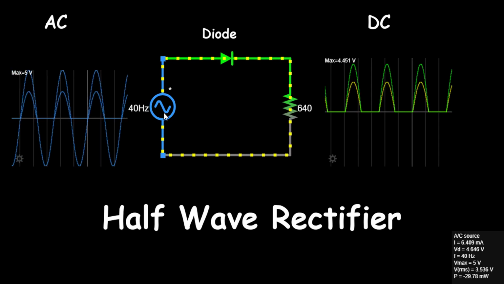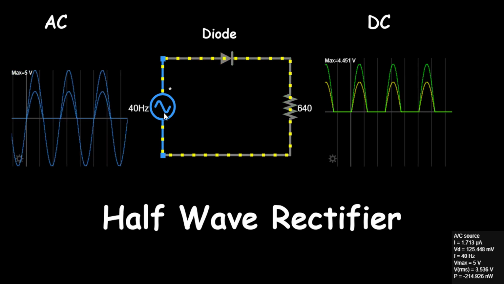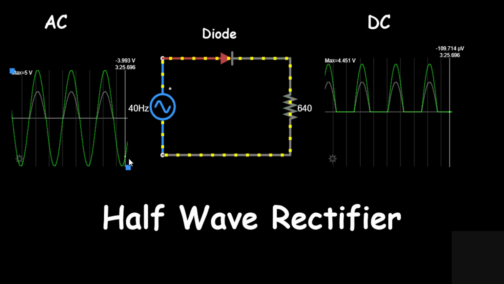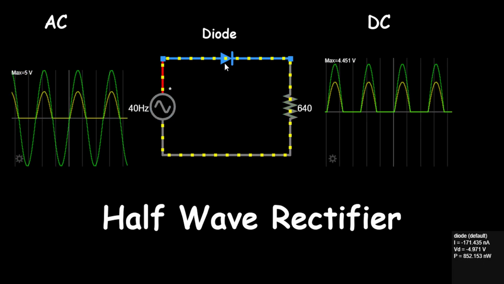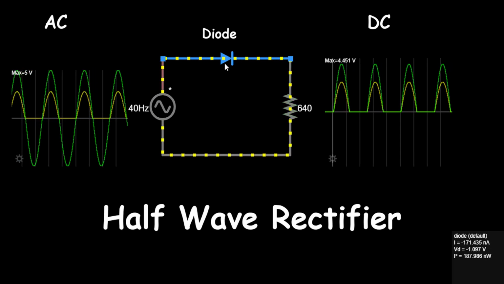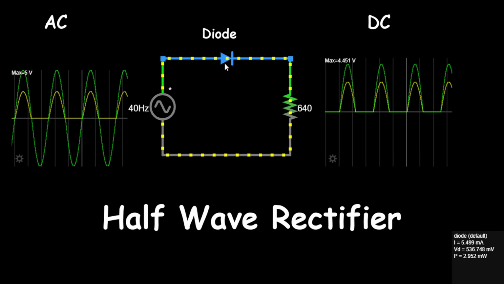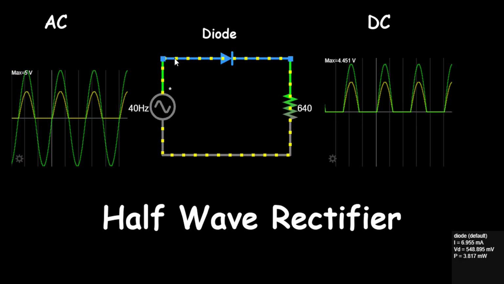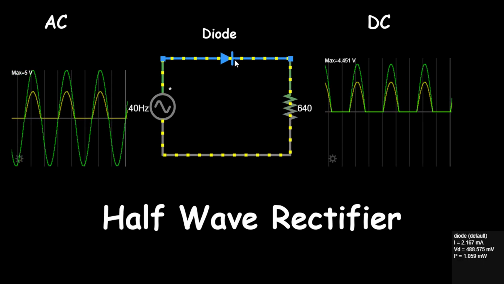The frequency of 40 Hz means that the voltage completes 40 cycles in 1 second, switching between positive and negative values. 2. Diode. The diode is a semiconductor device that allows current to flow in only one direction, from the anode to the cathode. In our circuit diagram, you can see the diode placed in series with the AC source and the resistor. The diode is the key component that enables the rectification process.